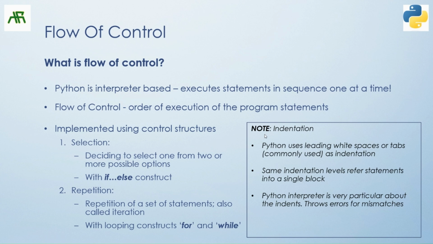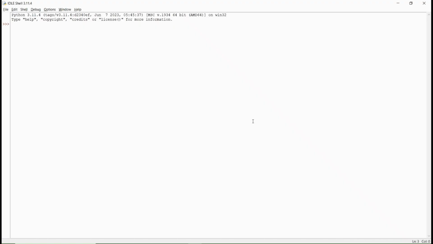The statements that are at the same alignment are considered to be part of a single block under the upper level. The Python interpreter is very particular about these indents. With any change or difference, it either throws an error or considers the statements to be of a different order and executes something that we don't really expect. Typically, in most cases, it throws an error. I'll show you an example for indentation.